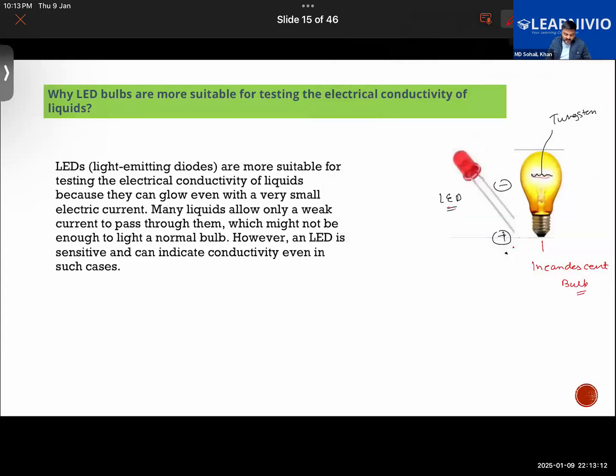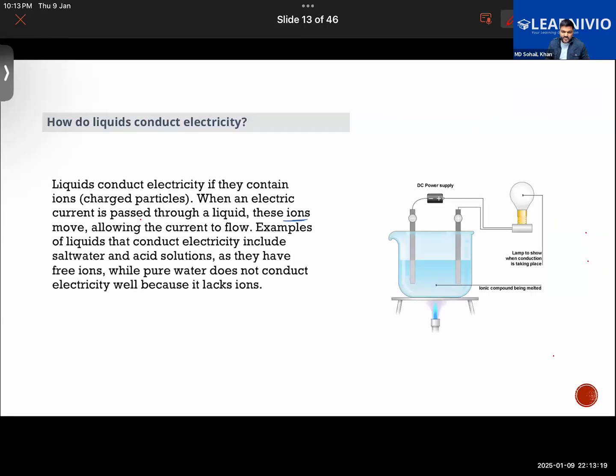Now, the question is, why is it that LED bulbs are much more suitable to test the electrical conductivity of the liquid here? In order to check whether this liquid is a good conductor or a bad conductor, a good electrolyte or a bad electrolyte, I will always prefer to use an LED bulb here. Why is it so? Okay, you just answer this to me.